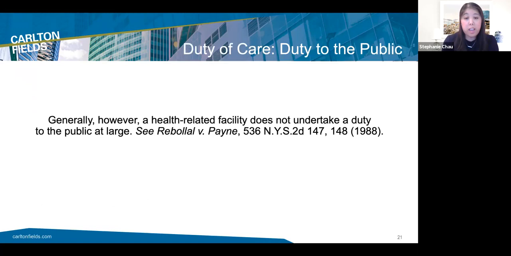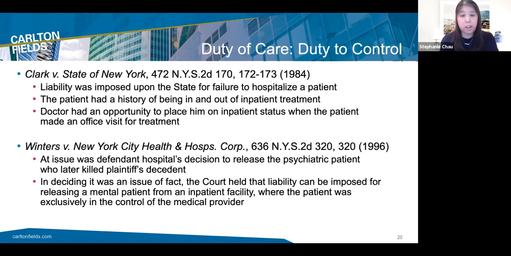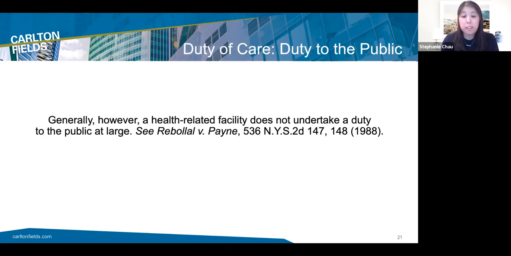There's a caveat and a hurdle that the plaintiff has to overcome, and it's on the next slide. It's basically a standing issue, which means that not everyone is owed a duty of care because New York law says that there's no general duty owed to the public at large. So it really matters who the plaintiff is, who's suing, and what the relationship is between the plaintiff and the defendant, or here the potential practitioner.